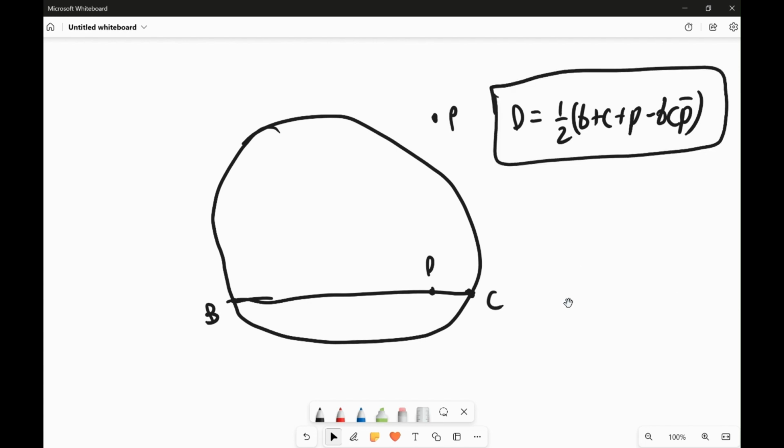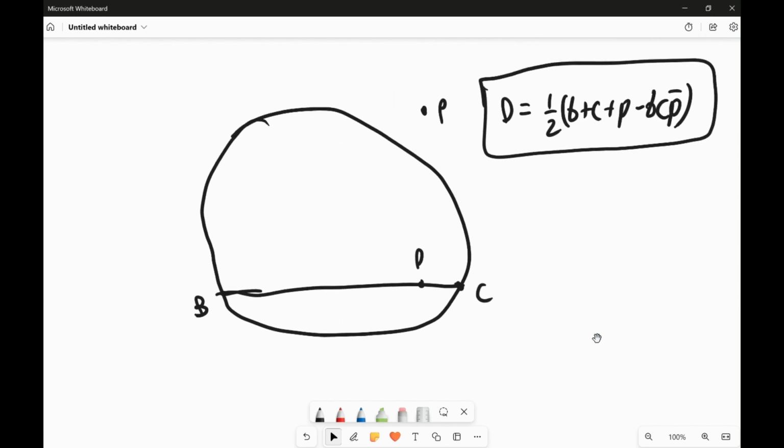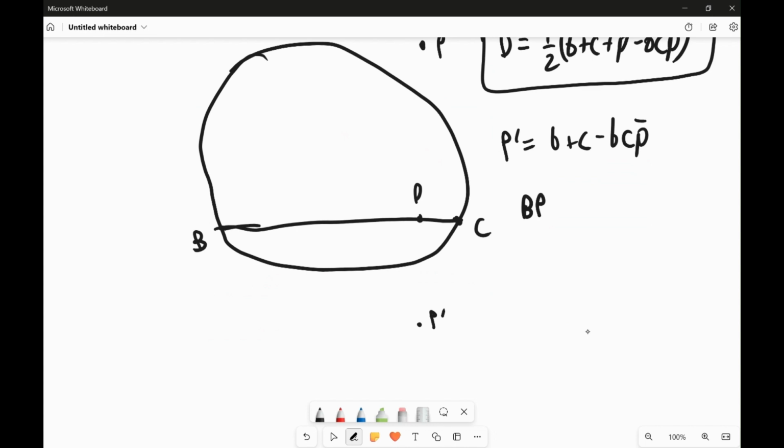So how can we go about proving this? In order to do so, we're going to actually prove that the reflection of P across D ends up being, if we have a point P prime here, then P prime is equal to B plus C minus BC P conjugate. And in order to prove that it's the reflection, we need to show that BP is equal to BP prime. Because this expression is symmetric in B and C, if BP equals BP prime, then CP also equals CP prime. So the goal is to prove that BP is equal to BP prime given these complex numbers.